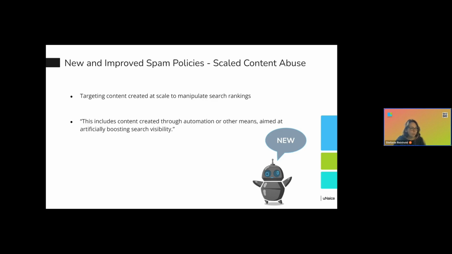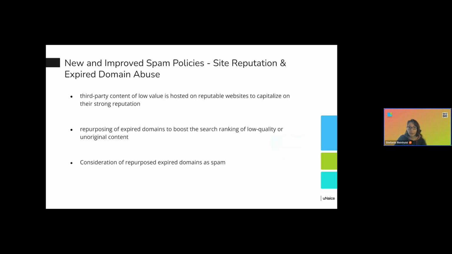So as I said, I put it in quotes here. This includes content created through automation or other means aimed at artificially boosting search visibility. All right. Now, the other two policies are about site reputation and expired domain abuse. Site reputation abuse is when a third party is taking third-party content of very low value and hosting it on reputable websites to capitalize on their strong reputation.